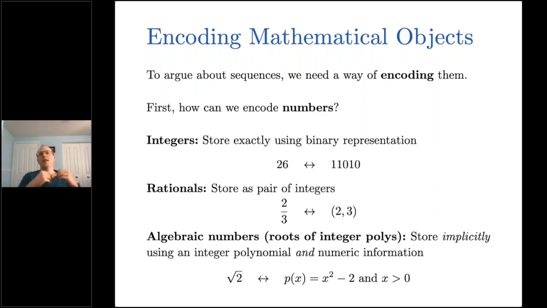And of course, an integer polynomial I can store exactly, because that's basically a list of integers given by the coefficients. And I can store each of those integers in binary representation. And the extra bit of numeric information, you can come up with different ways of showing this using inequalities or things like that in terms of integers and rational numbers.